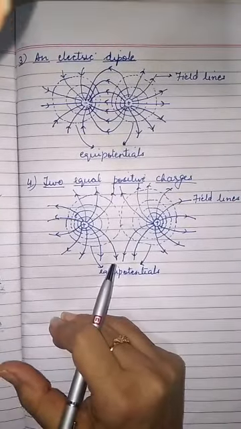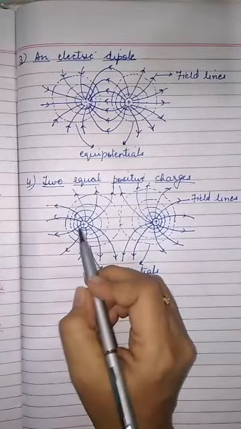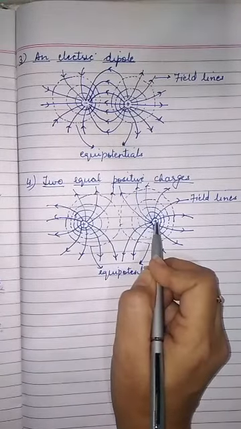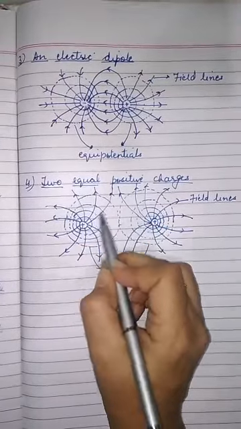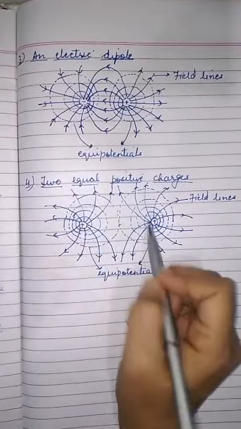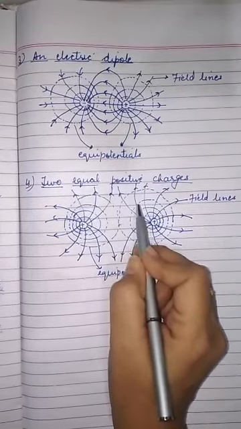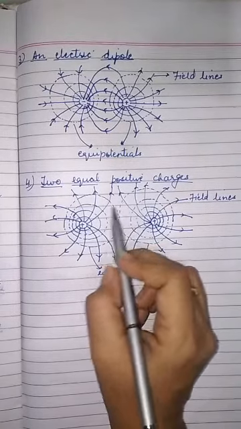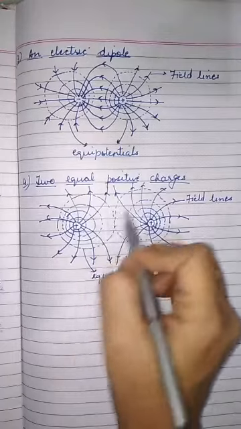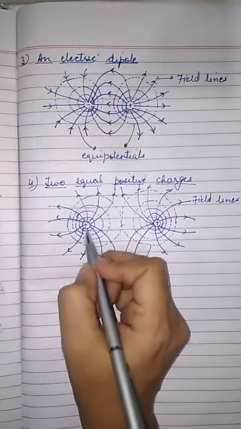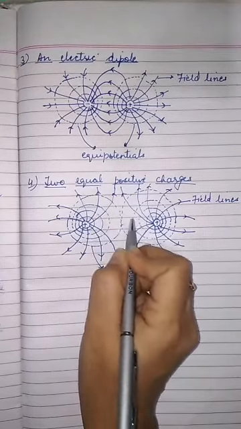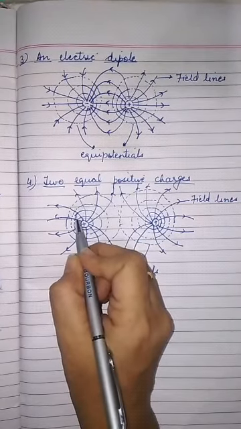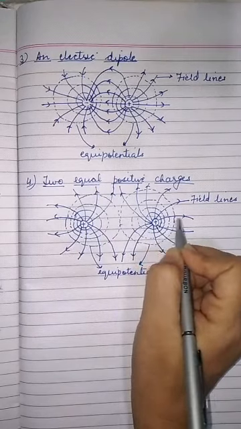Next is two equal positive charges. Now there is a force of repulsion between the two positive charges, so the electric field lines are far apart from each other in the region between these two charges. So equipotential surfaces are far apart in this region and are closer to each other in this region.